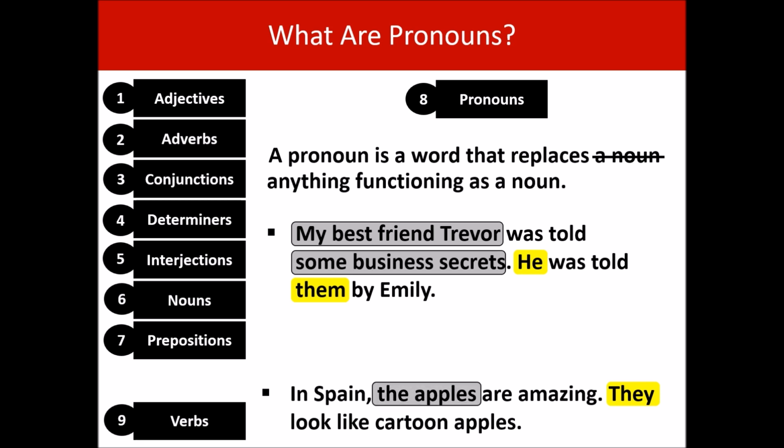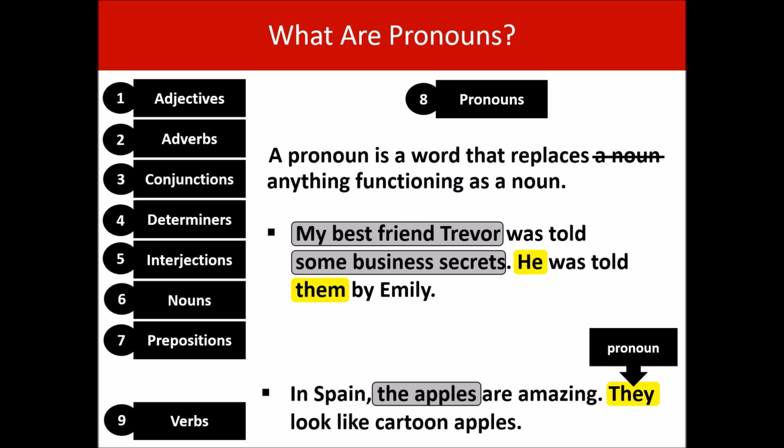So a pronoun is a word that replaces a noun, but actually it's a word that replaces anything functioning as a noun. And that can be a single word noun, as in our first examples, a noun phrase like these, a noun clause, or even another pronoun. Anything functioning as a noun can be replaced by a pronoun.